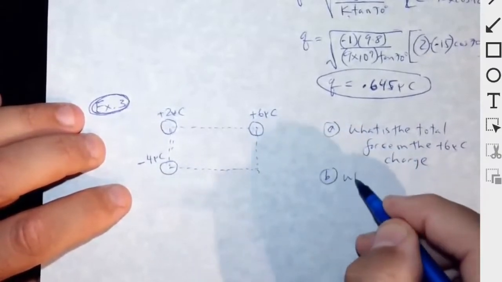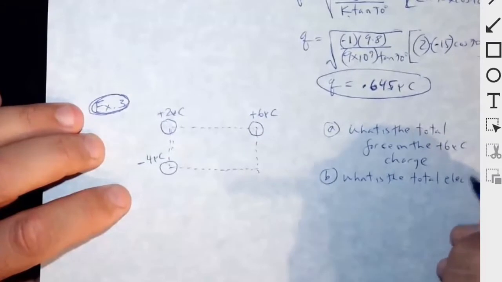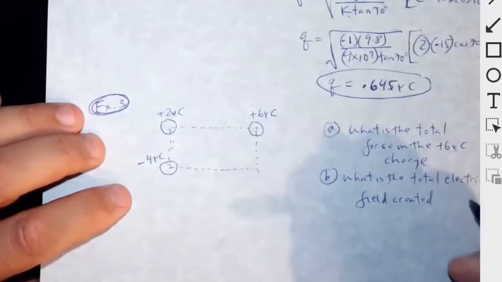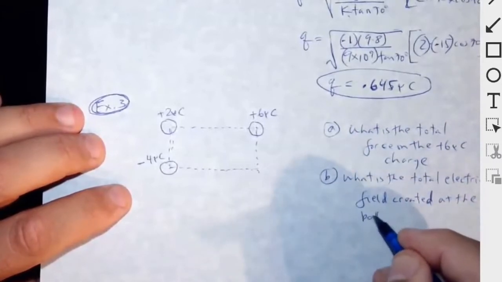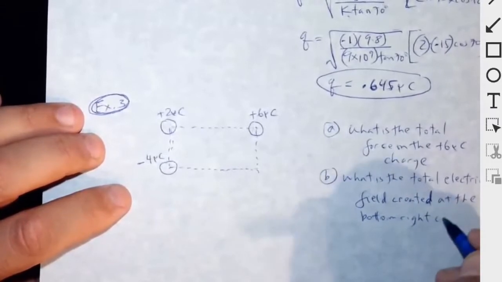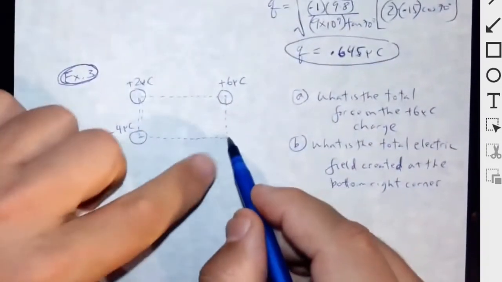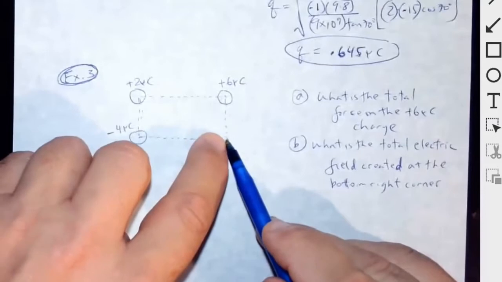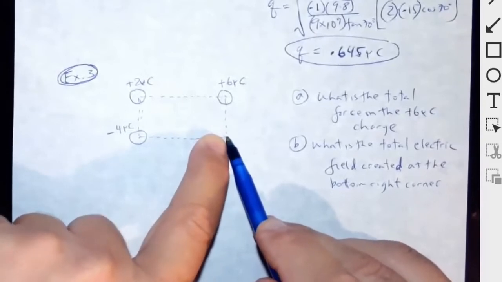B, I can say, what is the total electric field created at the bottom right corner? So what is the total electrical field created here? Right here. So notice I can ask what is the total field at an empty space, but I can't say what's the total force at the bottom right corner. So I need a charge there to ask the question, what's the total force there?